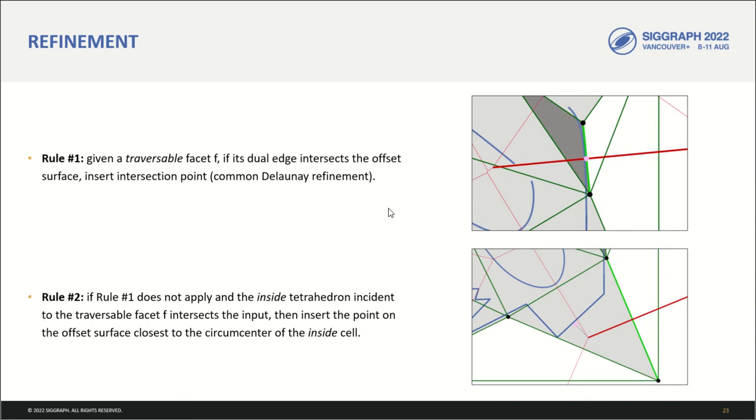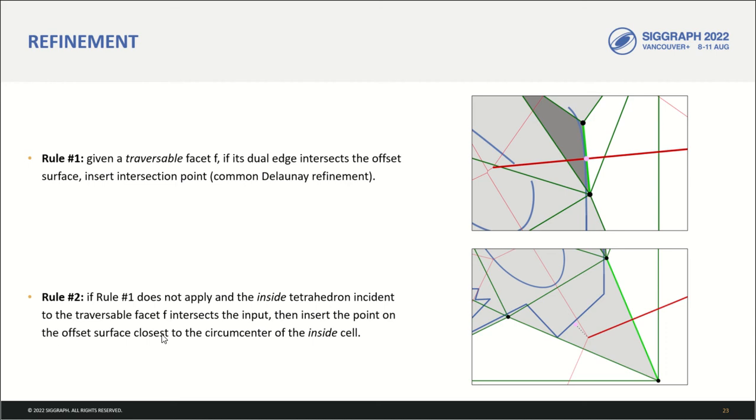Two refinement rules apply when carving is impossible, to densify the mesh and thus tighten the approximation. The first rule is a classic Delaunay refinement insertion, inserting the intersection. So that's an example: this is the edge that is traversable, and we traverse through this direction. We insert the intersection of the dual edge with the offset surface, the pink Steiner point.